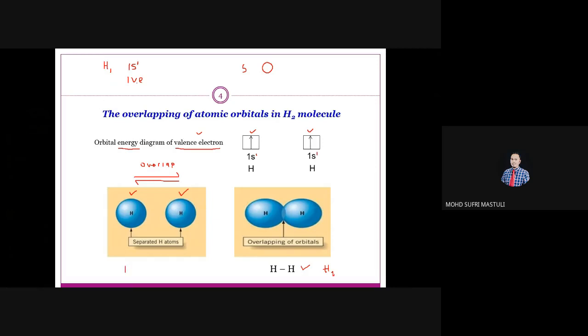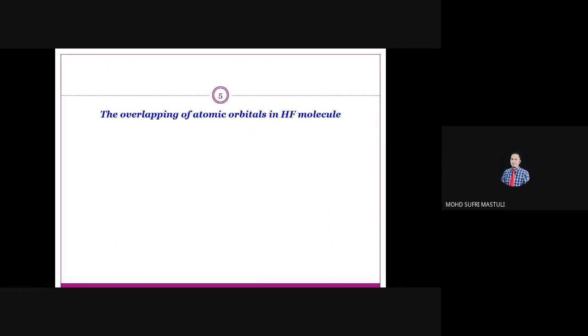Separate, this is one H, another H. To form hydrogen, the orbitals should overlap. So this orbital will all overlap to form a chemical bond. So this is one single bond. So it is an s orbital with an s orbital for the hydrogen.